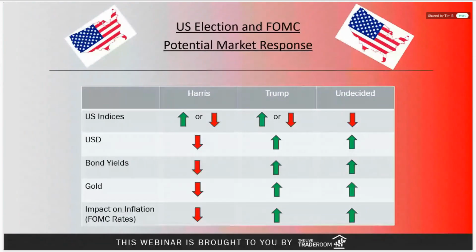Harris, of course, is the continuity candidate, or the status quo. So bond yields, if we understand why the bond yields have been rallying since the Fed cut rates 50 basis points, something like this might ease those tensions. Gold, we'd probably expect to soften ever so slightly at current levels.